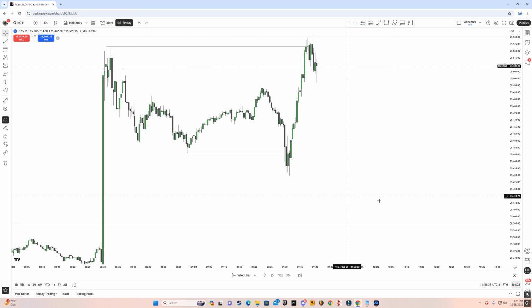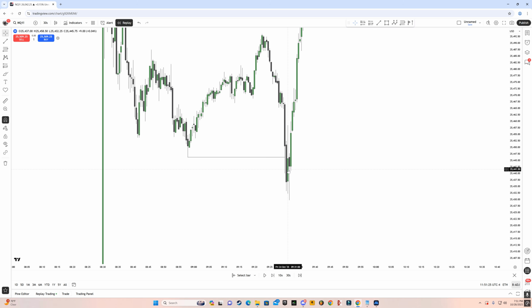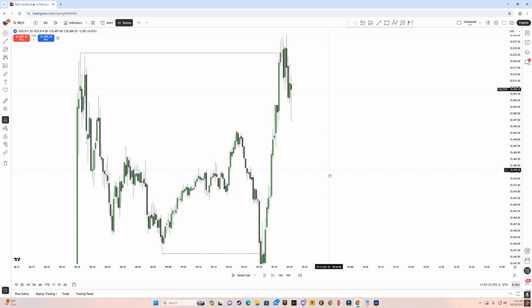So all I really look for is, after the market opens at 9:30, I look for a sweep of sell side, and then I look for absorption around this area. And when I had the signs that the market wants to push up, I took a long.